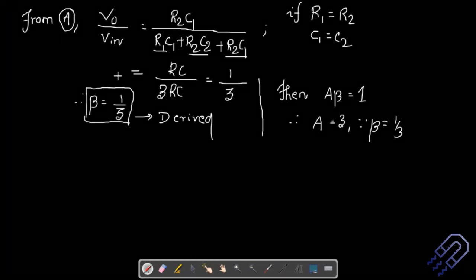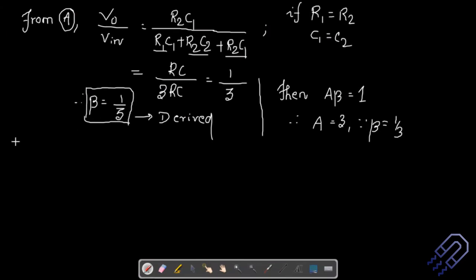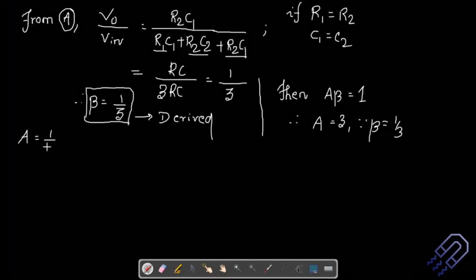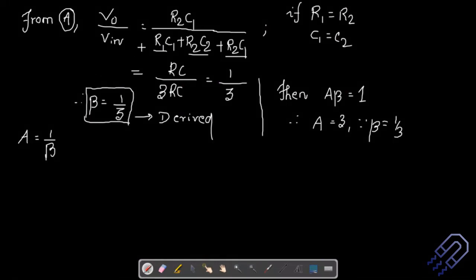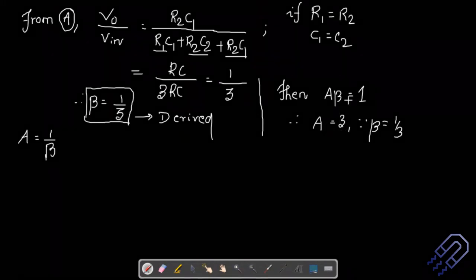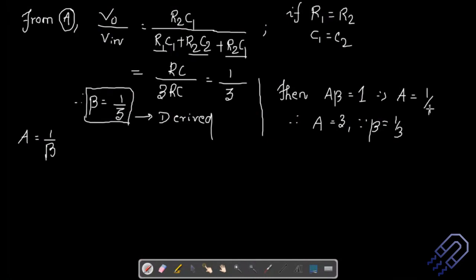But then, it's not always mandatory that R1, R2, C1, C2 should be equal, okay? So, we can also write it down in a different way. A is equal to 1 by beta, right? Because A is 3, beta is 1 by 3. So if I write down 1 divided by 1 by 3, it will be 3, right? So A is 1 by beta. From here also we can say this is equal to 1 by beta. I can take this. So 1 by beta is actually nothing but V in by V naught.